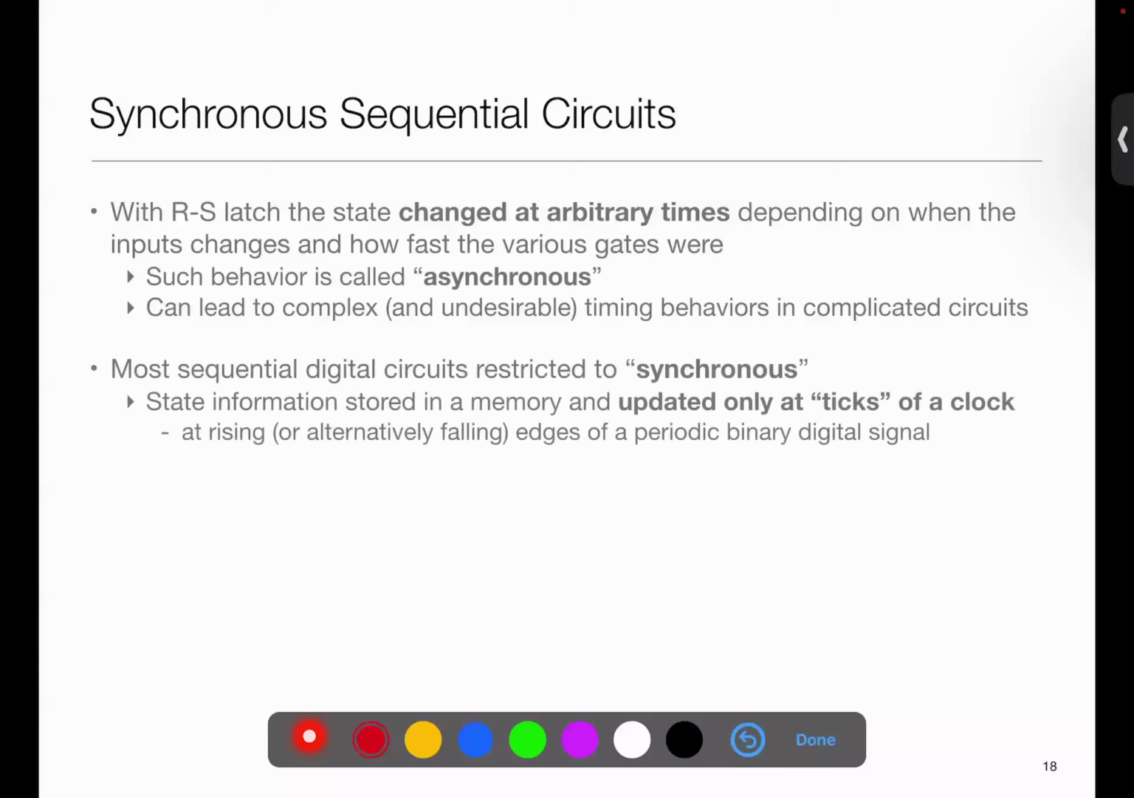In synchronous circuits, state information is stored in memory, but it is updated only at the tick of the clock. The idea is that when the clock tick comes, at that point in time, the value the combinational logic part of the sequential logic is producing for the next state is written into the memory. In most cases, we define the tick to be an edge of the clock. Usually we'll pick one edge, either the rising edge or the falling edge of a periodic binary digital signal.